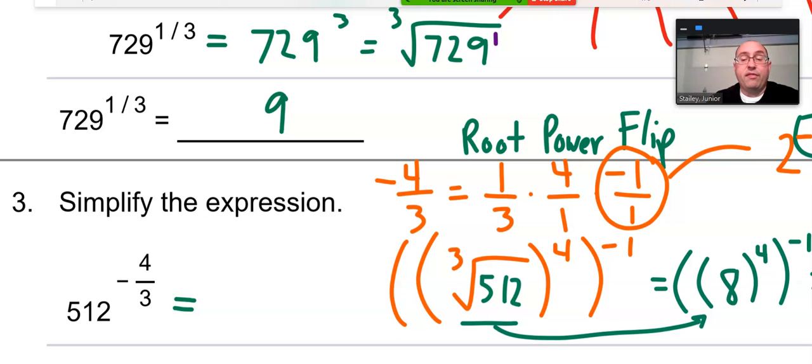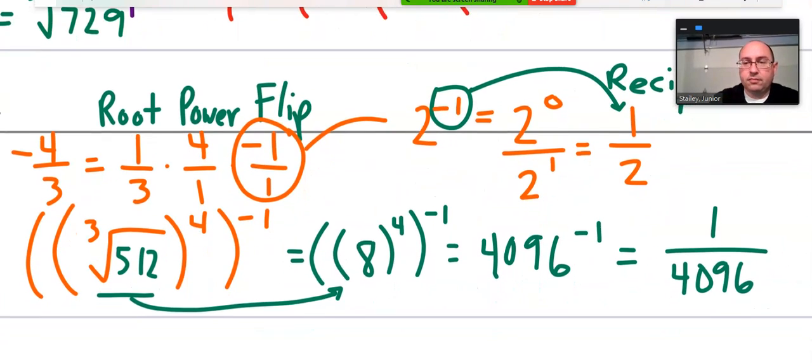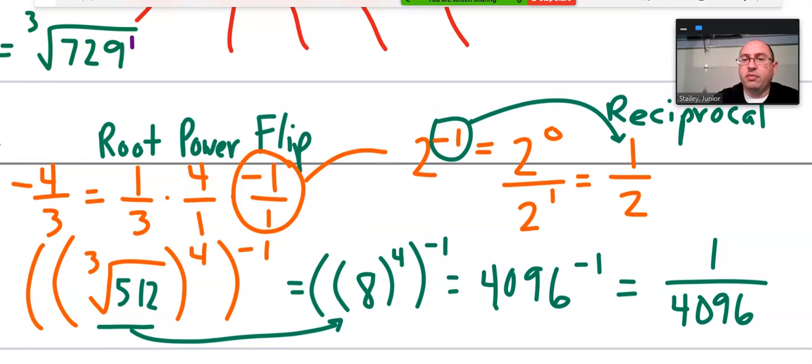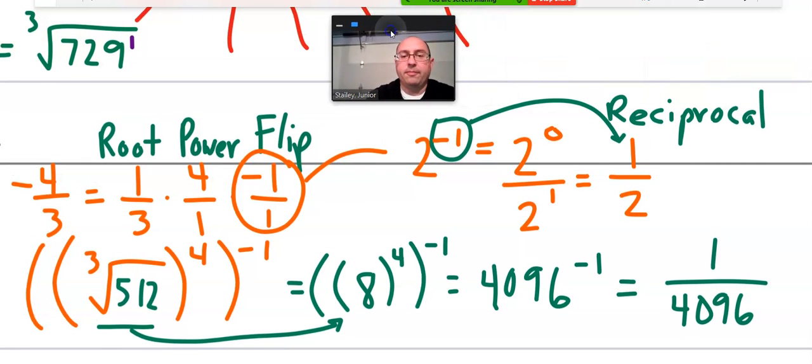What about if I have a fractional exponent, but I also have a negative fractional exponent? Okay, let's talk about this. Where do I put my face? I don't know, put it over here. Hopefully this is enough.